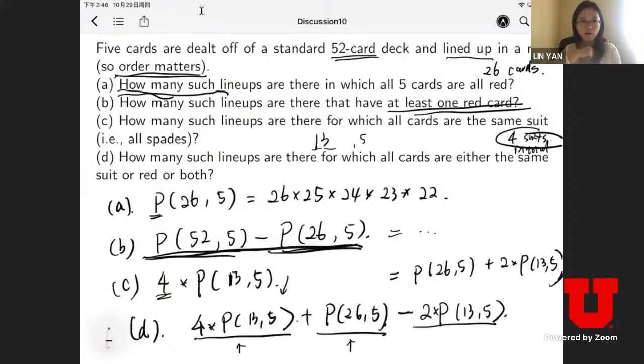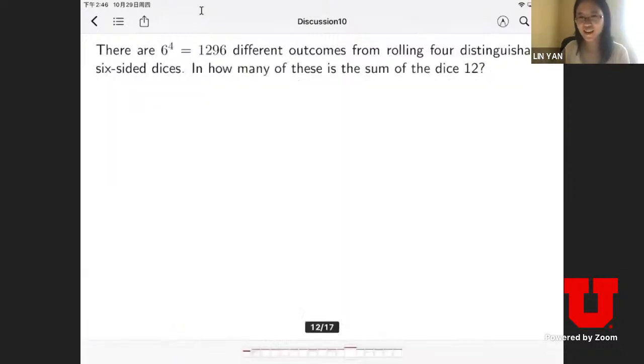Okay, any questions so far? Now let's go to this one. Actually, this one is the hardest one, and you need to use the formula again.